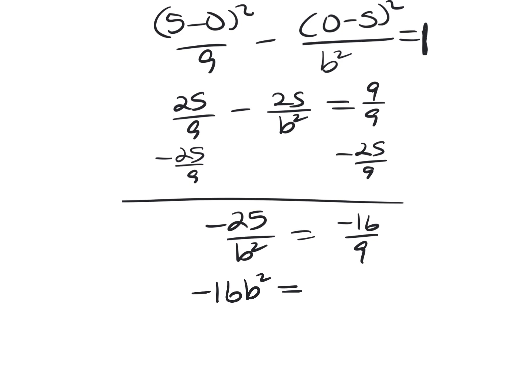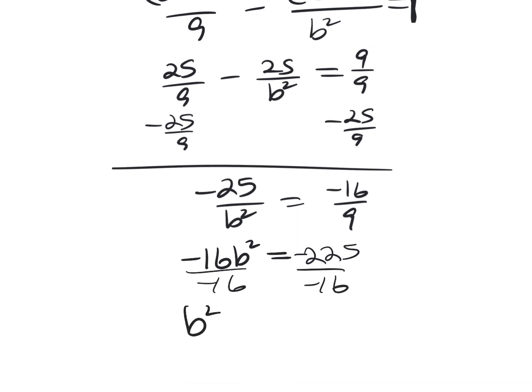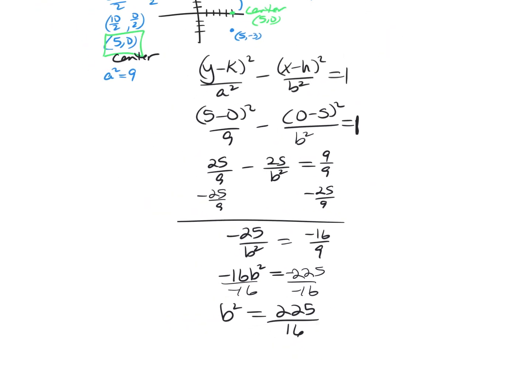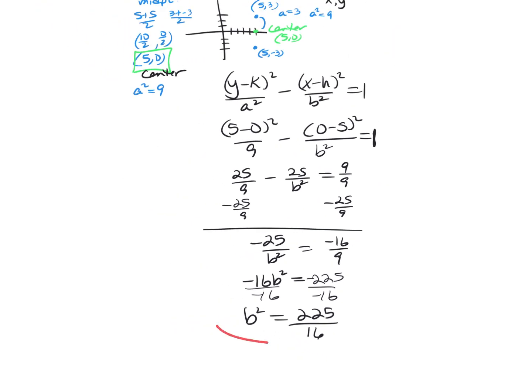So 25 times 9 is 225. And then divide by negative 16. So my b squared, and I don't need to square root it, but I do need to divide a negative by a negative and make it positive, 225 over 16. So now I have everything I need to fill in. My b squared, my a squared, and my center.